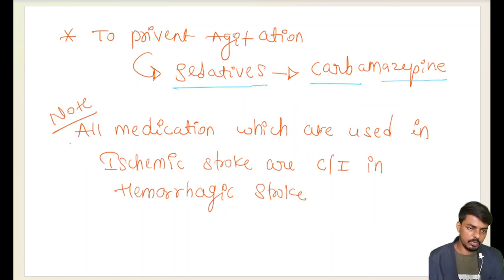Note, very important one. All medications which are used in ischemic stroke are contraindicated in hemorrhagic stroke. Similarly, all medications used in hemorrhagic stroke, especially vitamin K, are contraindicated in ischemic stroke. You have to keep this in your mind.